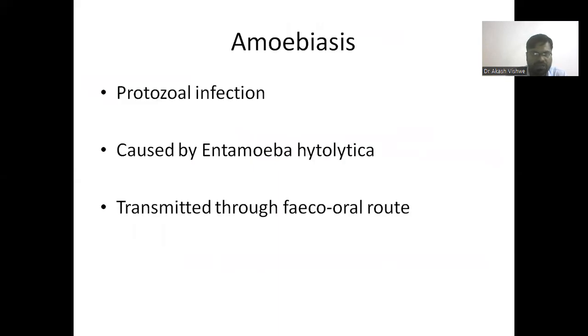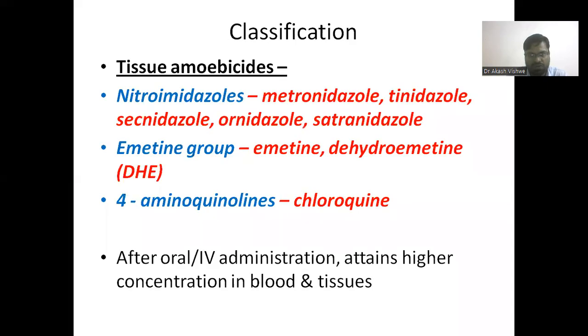Now we have another topic, that is amoebiasis, which is caused by the amoeba Entamoeba histolytica. So what is amoebiasis? Amoebiasis is a protozoal infection caused by Entamoeba histolytica, and it is transmitted through the fecal-oral route. Classification of the anti-amoebic drugs. First is the tissue amoebicides, that is nitroimidazoles. In this category, we have drugs like metronidazole, very commonly known, tinidazole, ornidazole, secnidazole, and satranidazole.